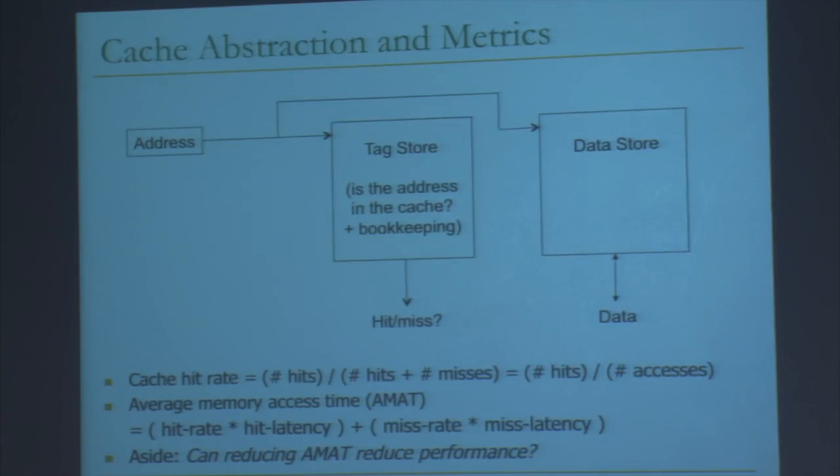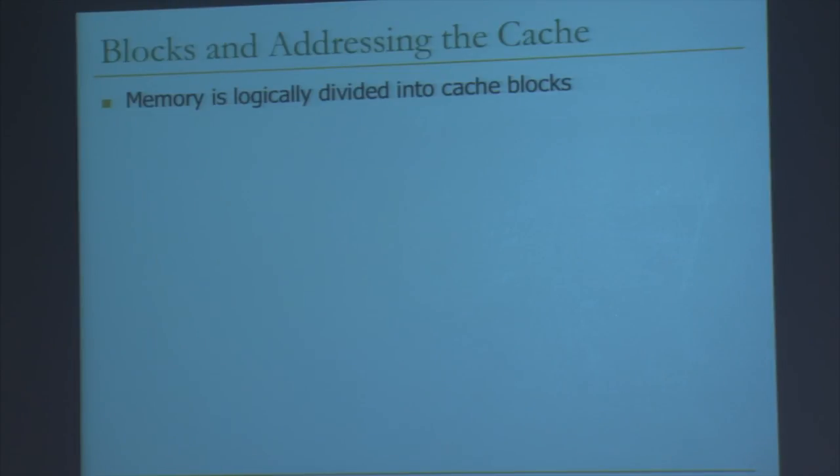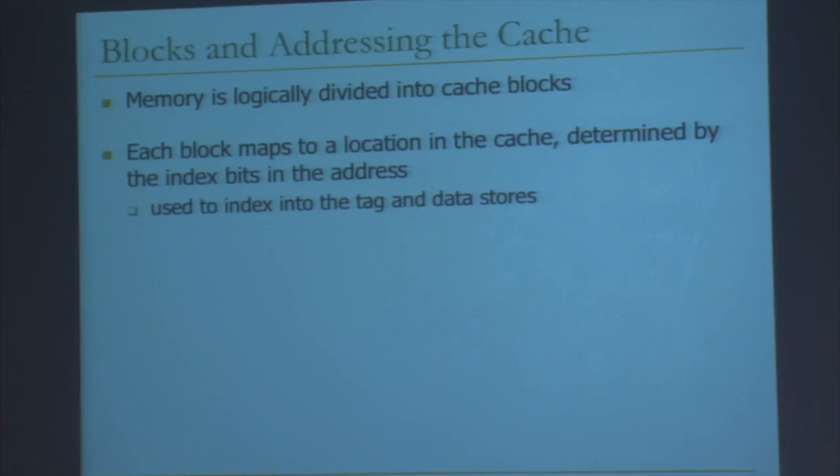Okay, so let's take a look at how the cache is designed in a little bit more detail. This probably you've been familiar with from 2.13, right? But we'll go into how the cache is designed. Basically, memory is logically divided into cache blocks. And each block maps to a location in the cache. And that is determined by the index bits in the address. So we're going to chop the address into multiple portions.